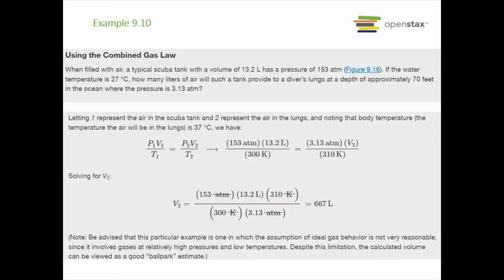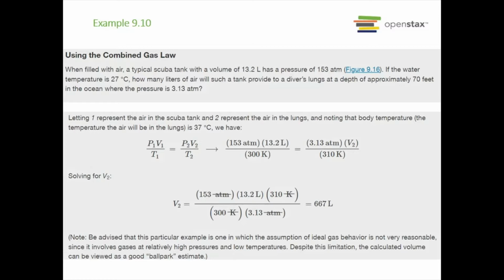So let's look at an example using the combined gas law. A typical scuba tank has a volume of 13.2 liters and a pressure of 153 atm. If the water temperature is 27 degrees Celsius, how many liters of air will a tank provide to a diver's lungs at 70 feet in the ocean where the pressure is 3.13 atm?